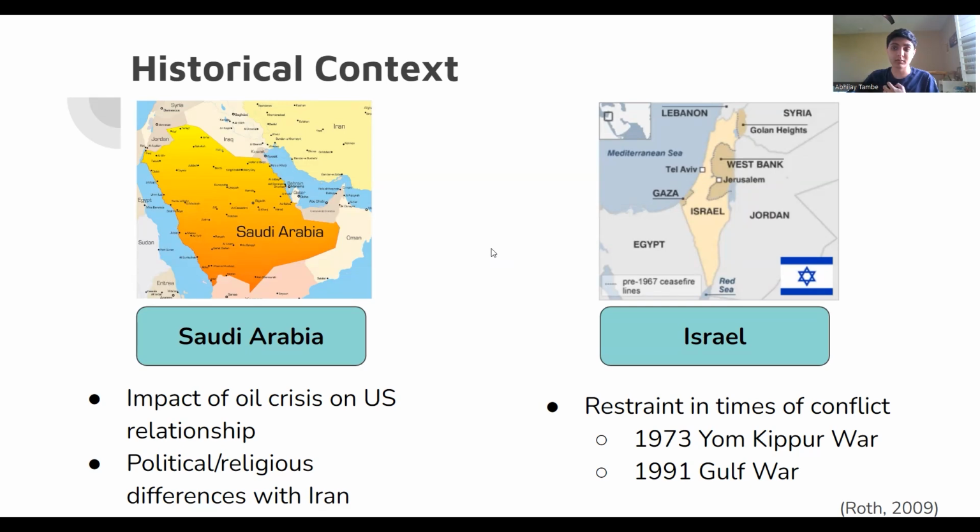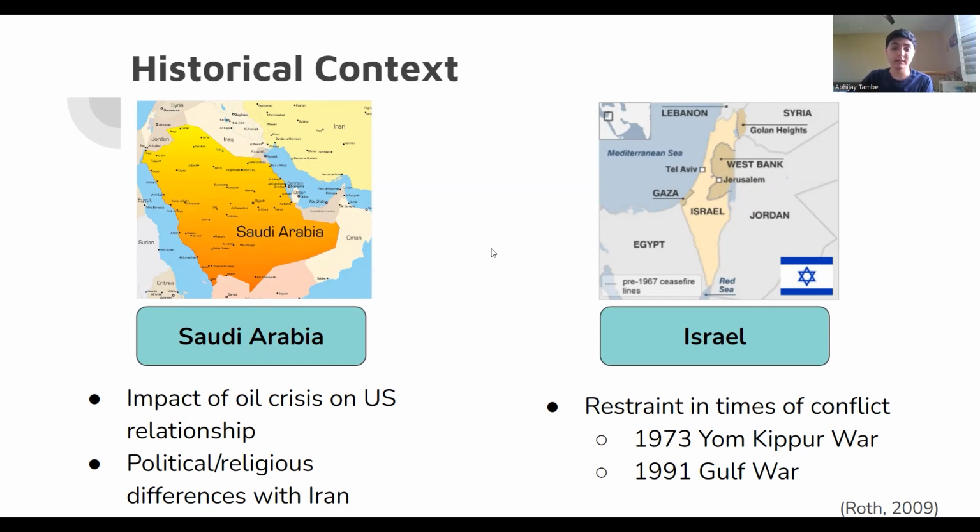Conversely, the relationship between the US and Israel is much stronger. Two major events define the strength of this relationship, and the first is the 1973 Yom Kippur War. In the Yom Kippur War, the US wanted to avoid being perceived as a regional aggressor, so they had Israel refrain from launching a preemptive strike. That allowed the US to act as an honest broker in the conflict, which improved its credibility greatly.